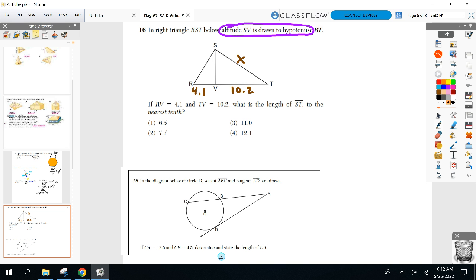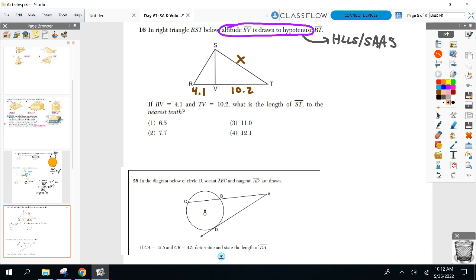Altitude to the hypotenuse will always tell you what type of problem this is. Altitude to the hypotenuse is always a Hills or SAS question. Remember those days? Good times. So if I see altitude to the hypotenuse, Hills and SAS. Ooh, which one does this involve? Because I got to pick one, right? I got to pick which one I need.